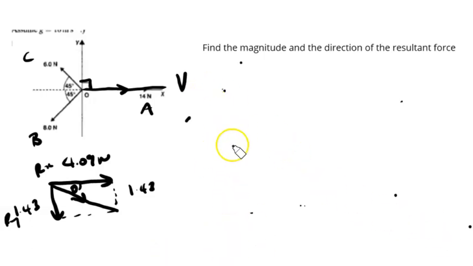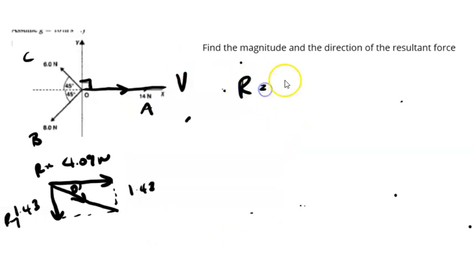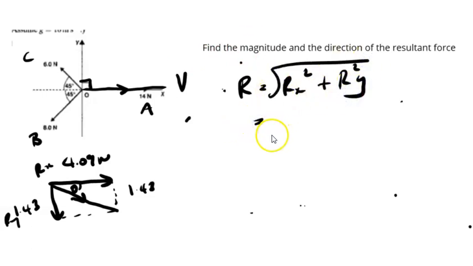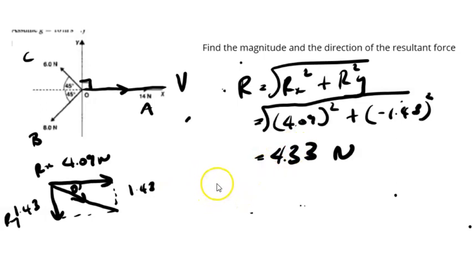So we know that if we are going to find a resultant force, we're going to have Rx squared plus Ry squared, and Rx is 4.09 squared plus minus 1.43 squared, and let's find the square root of that, and we'll get the value of R. Let me jump on my calculator and get that for you. Alright, we have done that, and let's find the direction.